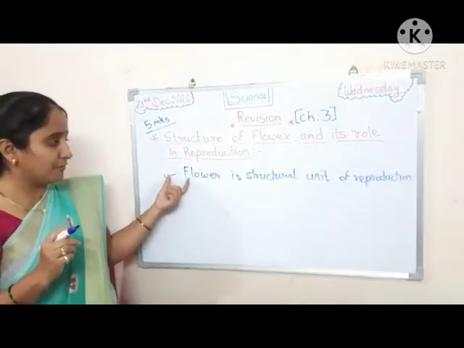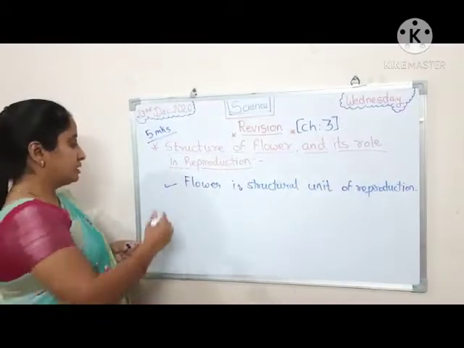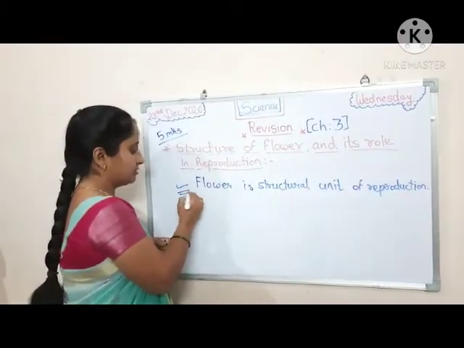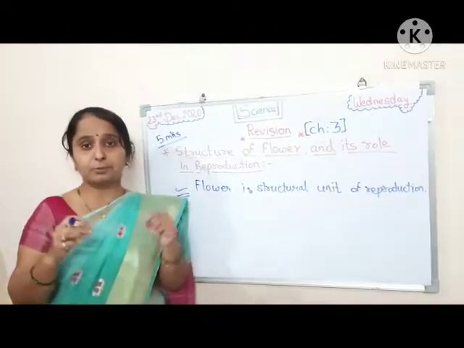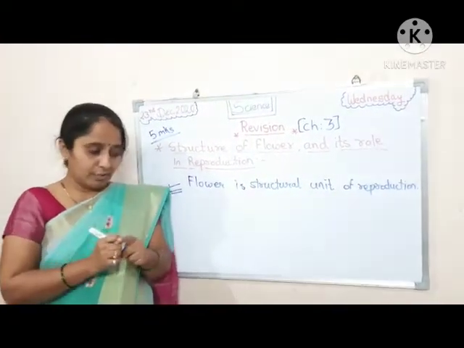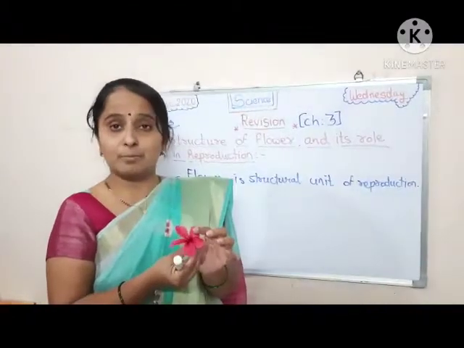So flower is a structural unit of reproduction. It should come in your answer. This point is very important. Flower is the structural unit of reproduction. Then how are you going to present it? In practical also we require it. Today we'll study it with the help of an actual flower.